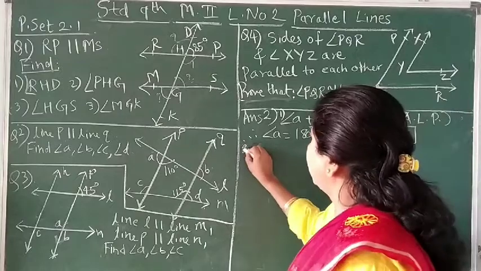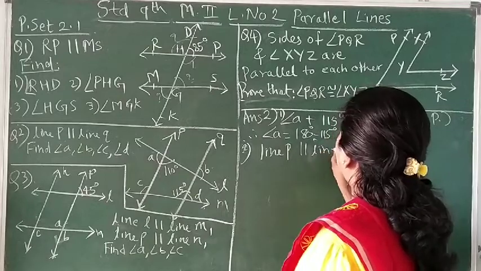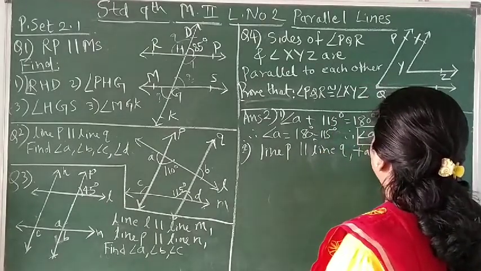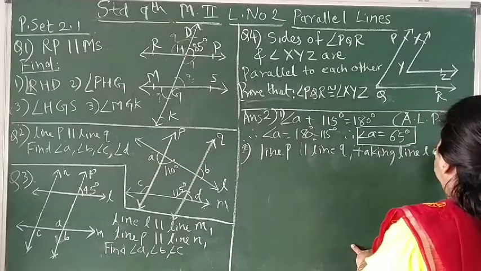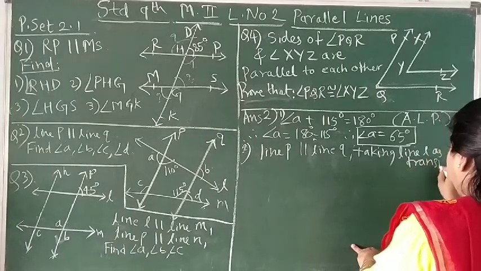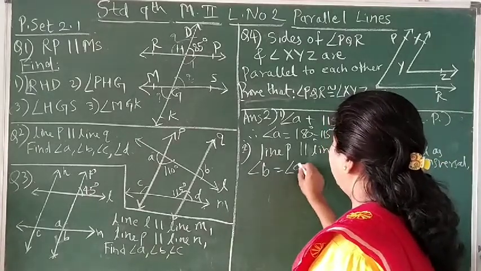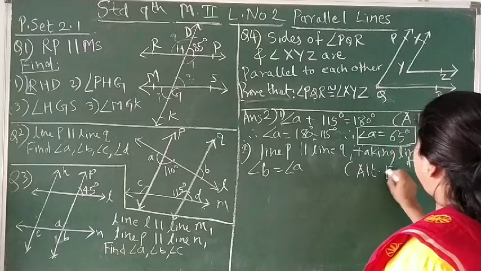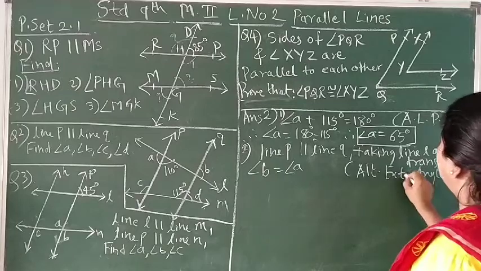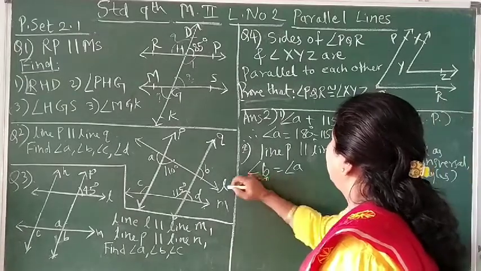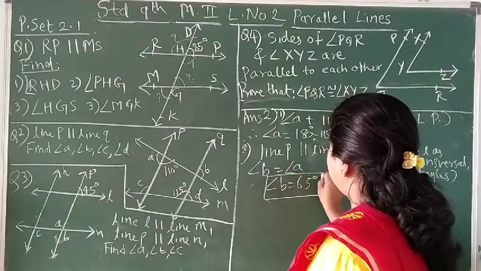Now here for the second we need to write: line P is parallel to line Q, taking line L as their transversal. Now let's write angle B is equal to angle A. Here the reason is alternate exterior angle. And now let's write angle B is equal to 65 degree. Okay, so this is your answer.